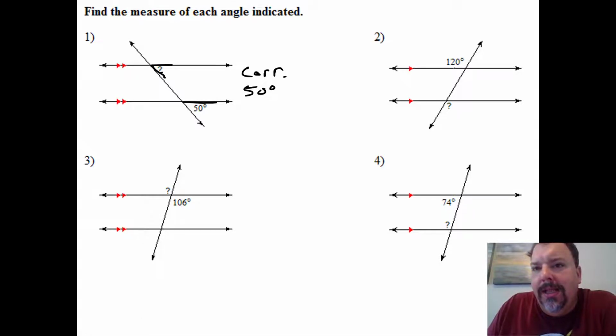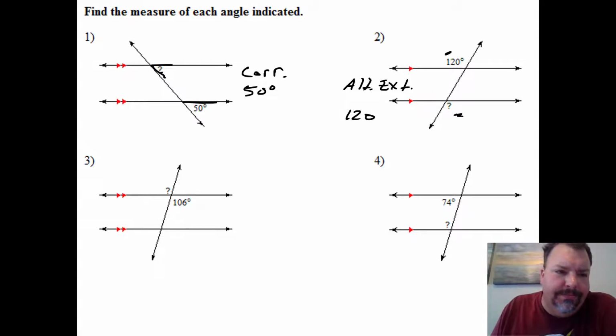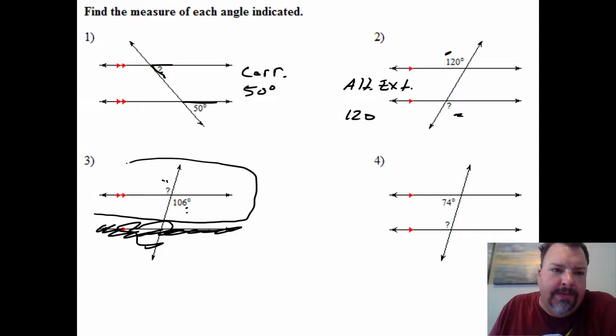Number 2, we have an angle on the outside. The missing angle is also on the outside. They're across the transversal, so these would be alternate exterior angles. And alternate exterior angles are congruent. So this would be 120. Number 3, here are the two angles. Notice that I don't even need this bottom line or this bottom half. I could just cut off this. All I need to do is look at this part of the picture.